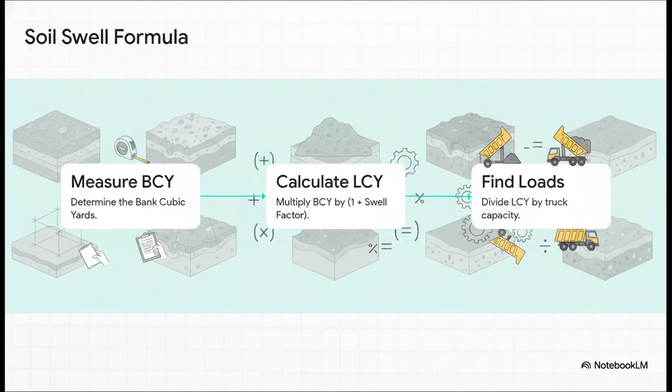So let's walk through the exact mandatory soil swell formula that project managers use. Step 1, measure your bank cubic yards. Let's just say we have 500 BCY. Step 2, multiply that by 1 plus your swell factor percentage. So if we're dealing with a 30% swell, we multiply 500 by 1.30, which gives us exactly 650 loose cubic yards. Finally, step 3, divide by your truck capacity. If you're running 10 cubic yard trucks, 650 divided by 10 means you need exactly 65 loads. If you miss this math, your logistics and your budget are entirely ruined.